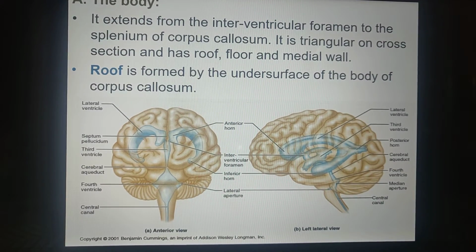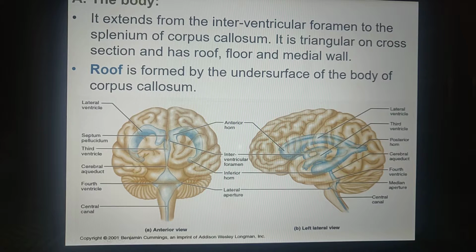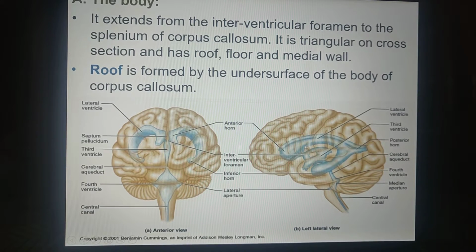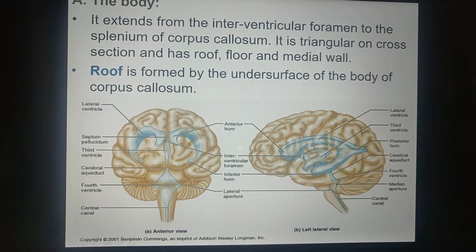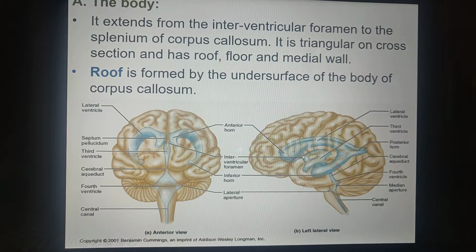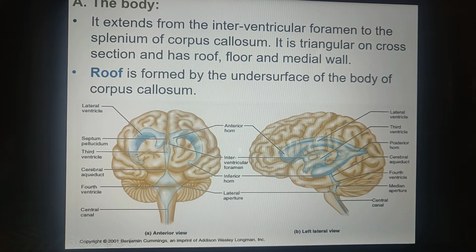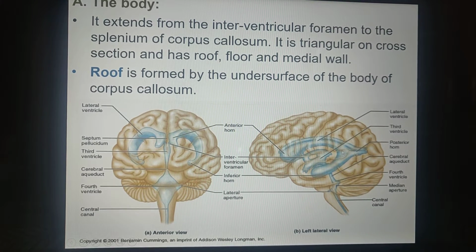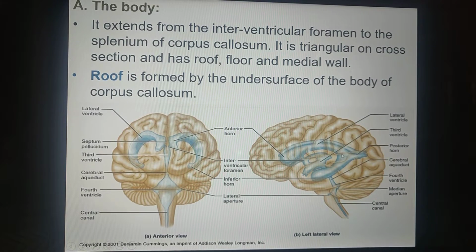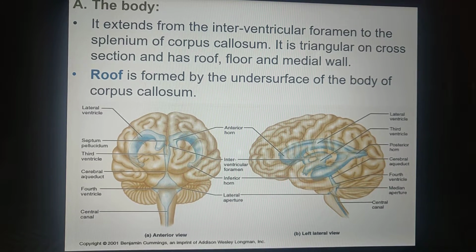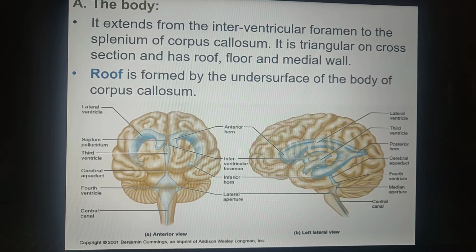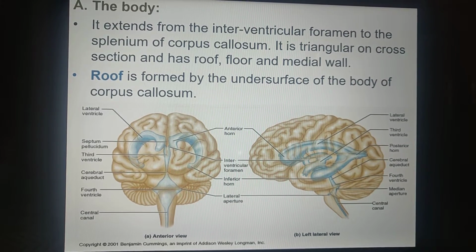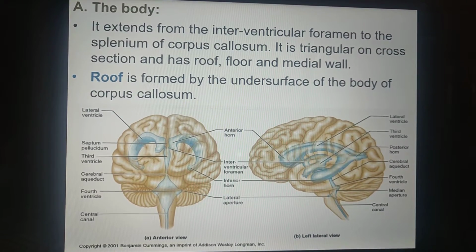It extends from the interventricular foramen. Here you can see this is the interventricular foramen, to the splenium of the corpus callosum. It is triangular on cross section. Its boundaries are the roof, floor, and medial wall. The roof is formed by the under surface of the body of the corpus callosum.